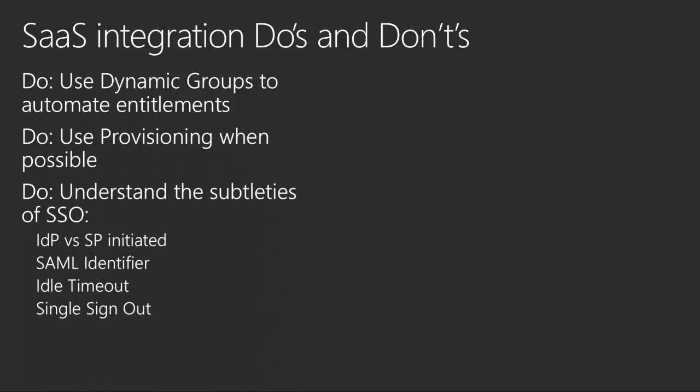As identity people, here is some new terminology you need to learn. This is just like learning how NTLM and Kerberos worked. You need to understand the difference between IDP versus SP initiated. Does the application support one or both? What's the SAML identifier going to be? What's the timeout of the page? And does it actually do single sign out?